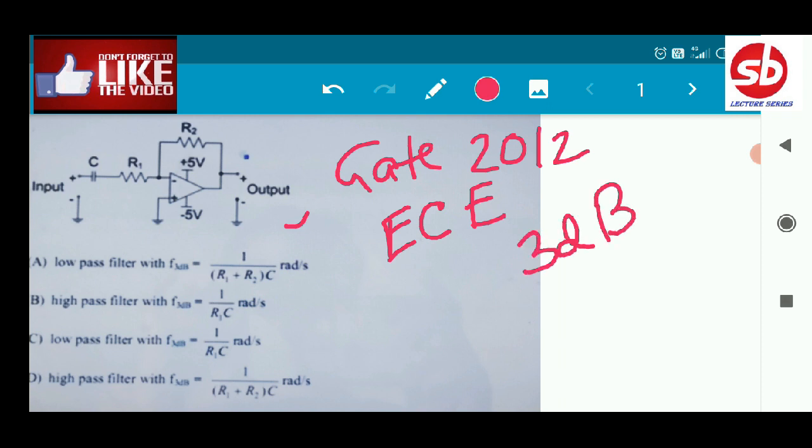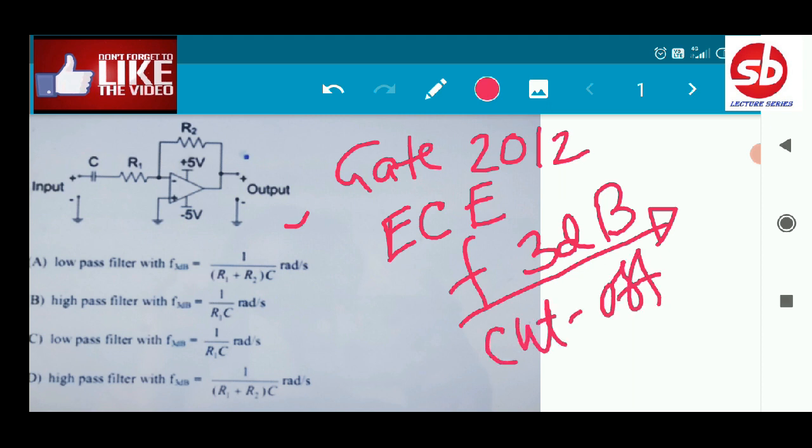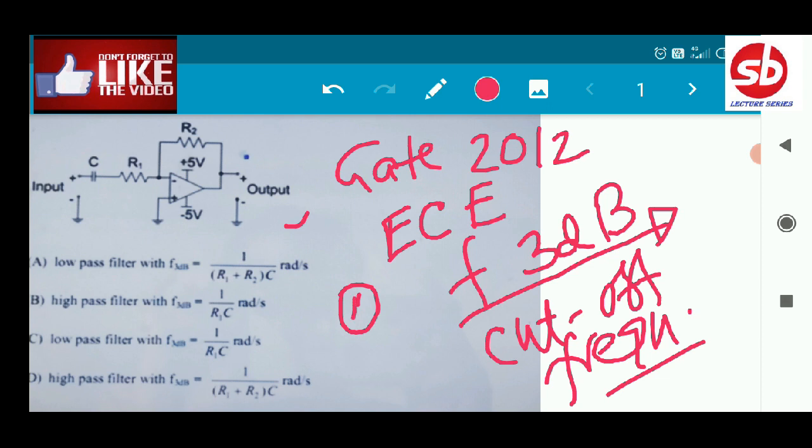Okay, now the 3 dB bandwidth, f3 dB, is the 3 dB bandwidth. Now the 3 dB bandwidth is also known as the cutoff frequency for any kind of filter. So in this question there are two parts. First part is identifying what type of filter this circuit is. From the options you can see only low pass and high pass are given. So from the circuit first you have to identify the type of filter, and the second part asks you to find out the 3 dB frequency.